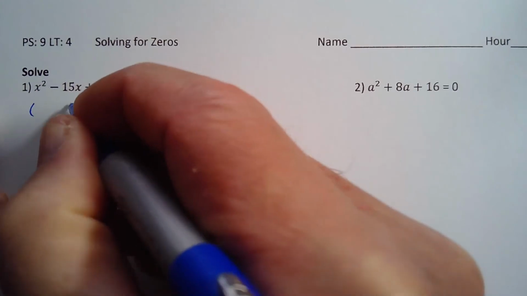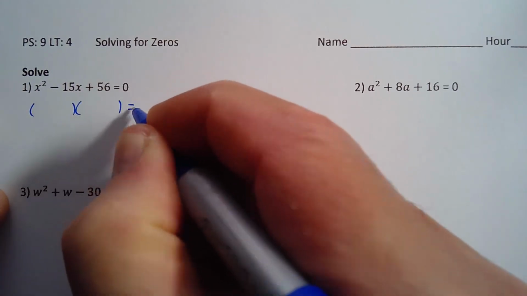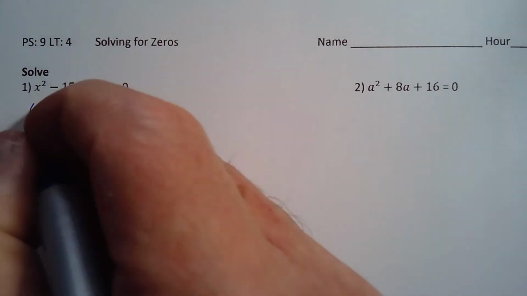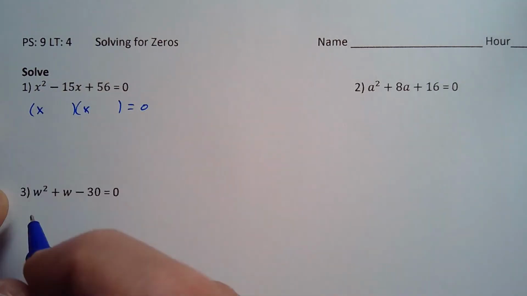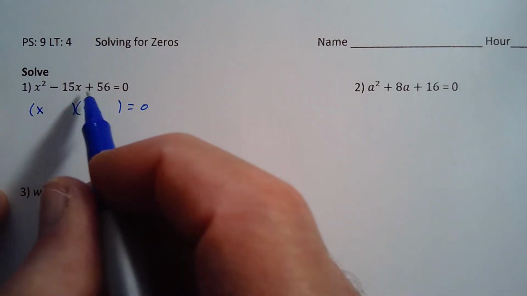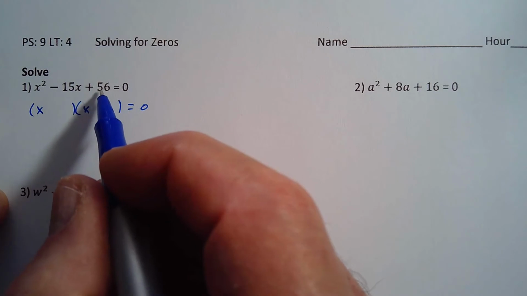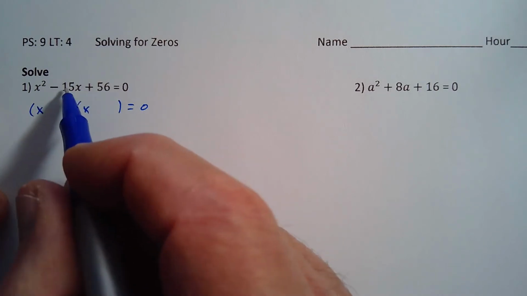So this first one here, I'll start out by doing my factoring. Remember, it's still equal to 0. I'll put an x and an x in there. And then I'm thinking, all right, what times what makes 56 that would add up to be 15?